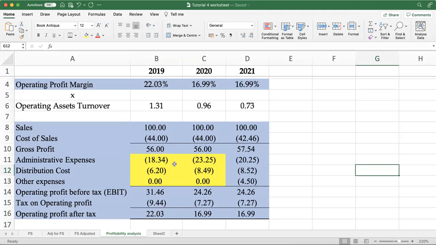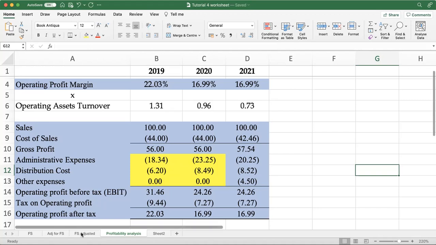You know, usually we expect administrative expenses to be a fixed cost. So what does it mean? The expense amount should be the same at different sales volumes. Usually administrative expense is the same. It's a fixed cost.